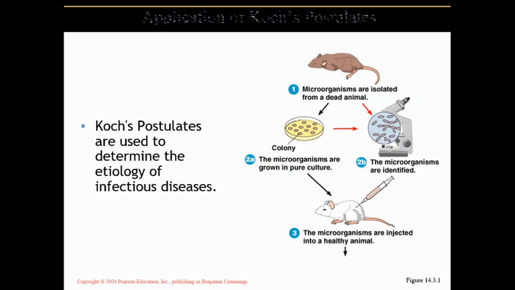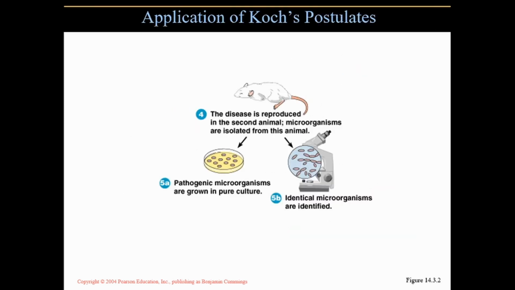Pretty simple, but let's make it a little more visual. So you take the dead animal and you isolate the microbes from it. So colonize the pathogens and also look at them and identify them under the microscope. Then take those pathogens and inject them into a healthy animal. Poor mouse, he's going to be curtains pretty soon. And like I said in the statement, they're used to determine the etiology or the cause of infectious diseases. Then that animal dies, the second animal dies. You isolate the pathogens from that animal, identify them, and they need to be the same.